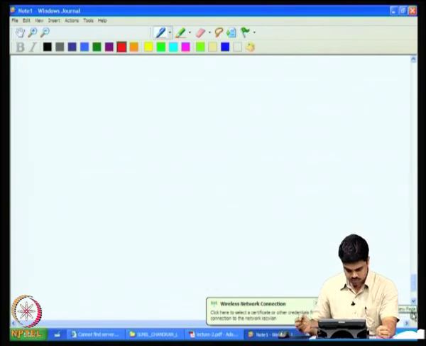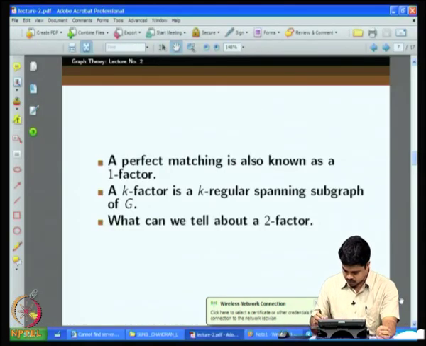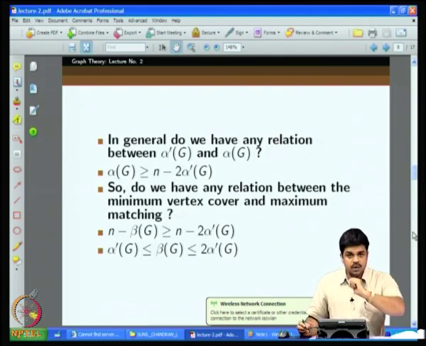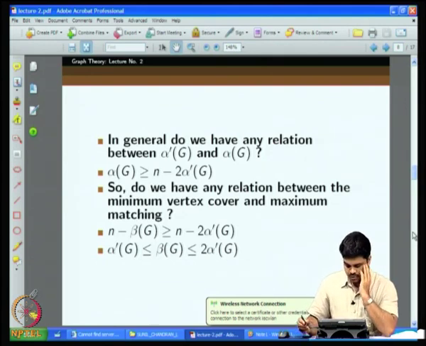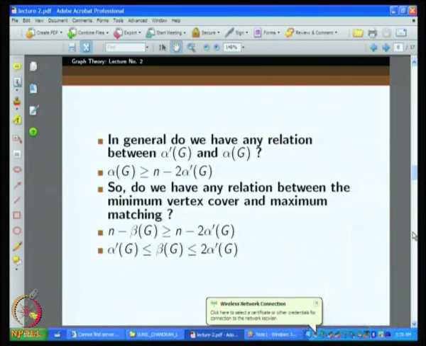And now, going back to this, in general, do we have any relation between alpha dash of g and alpha of g? We have already given these names, alpha dash of g and alpha of g, because of the similarity of the definitions. It's a more or less similar concept. One is about edges, one is about vertices. So, we use that notation. But is there any connection? How can I relate both of them together?